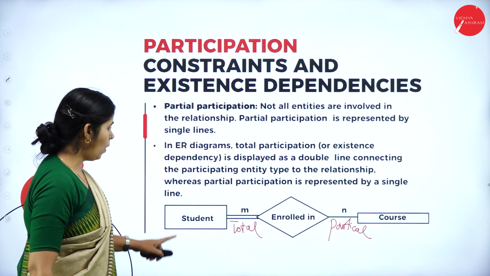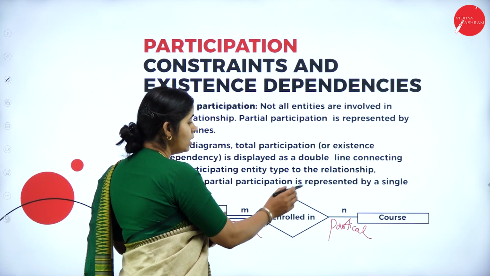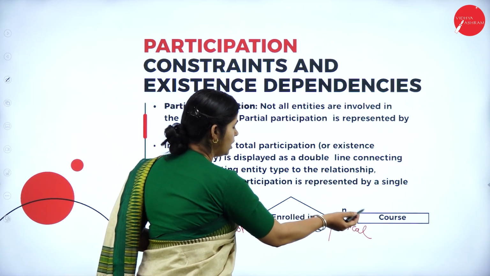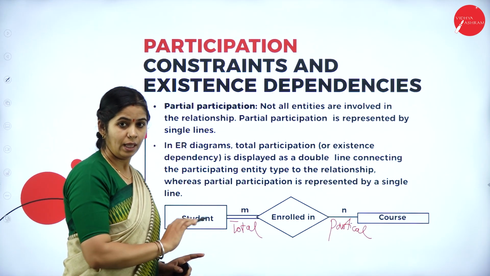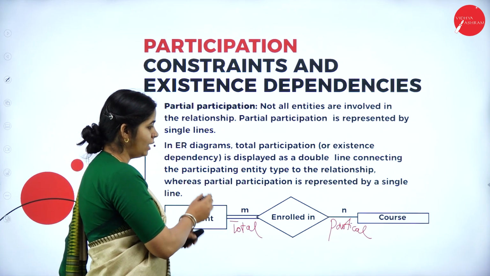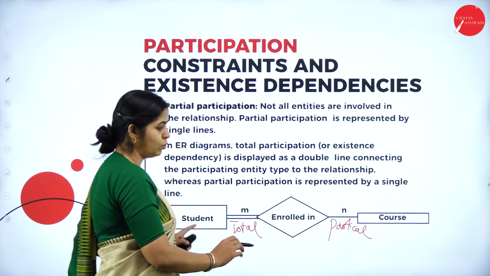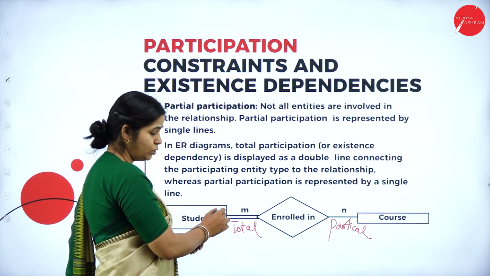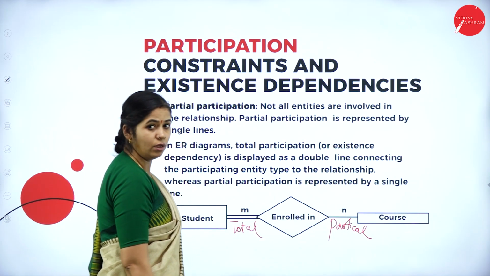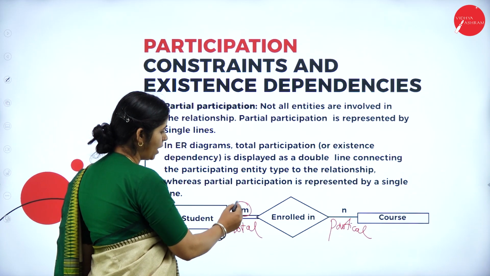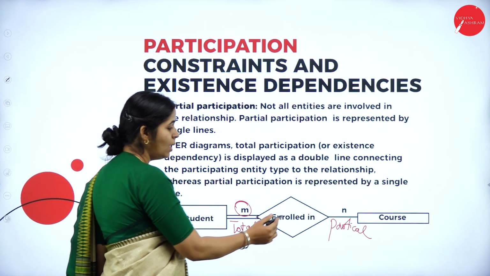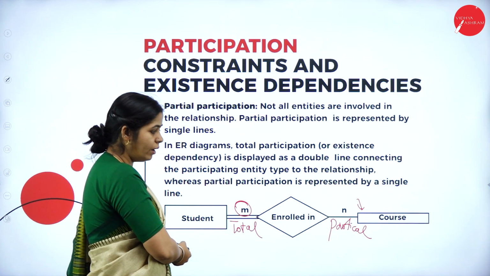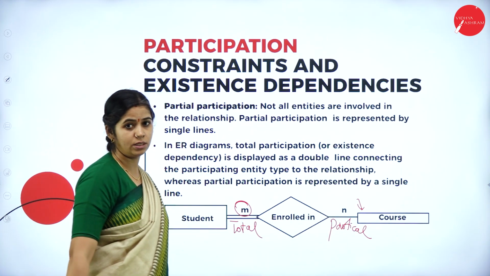So all the students have to enroll in some course or the other. It doesn't mean that all the courses should have the same students. Getting the point? Unless he enrolls in some course, he cannot be a student. So all students have to enroll in some courses, that is total participation, represented by the double line. But all the courses cannot have the same set of students, right? So that is partial participation.